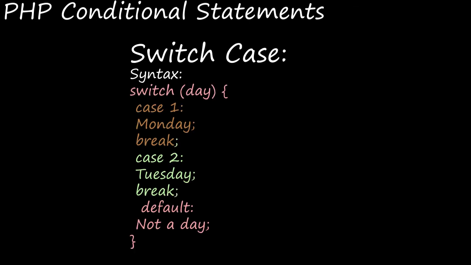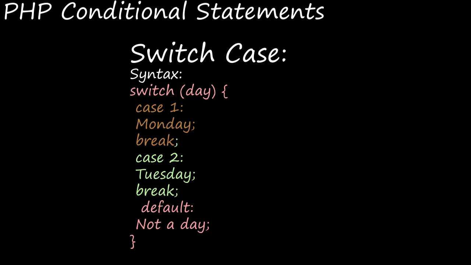For a simple example, I'll say switch of days. Case 1, we can give Monday, break. Case 2, Tuesday, break. Case 3, Wednesday, break. And default, not a day. Likewise, in the output, if you give 1, it will display Monday. If you give 2, it will display Tuesday.